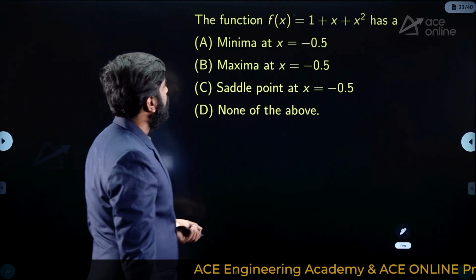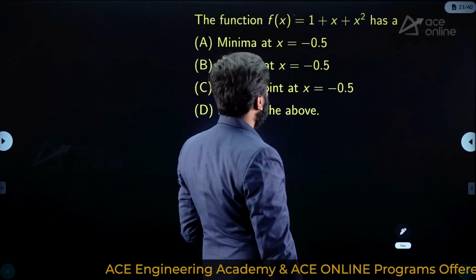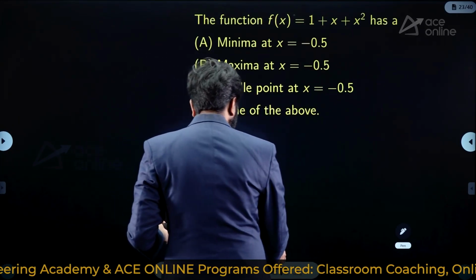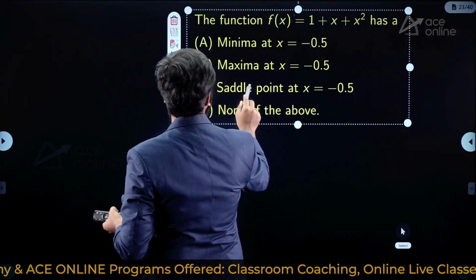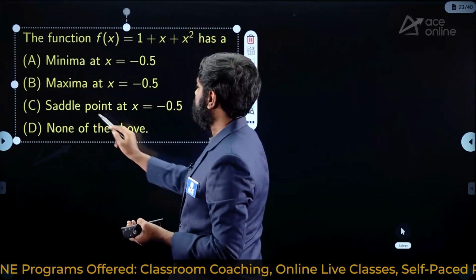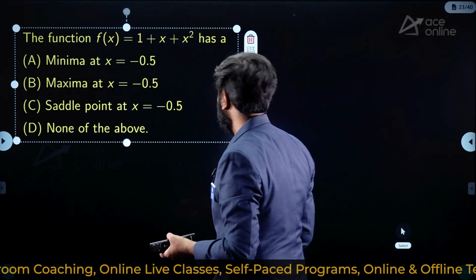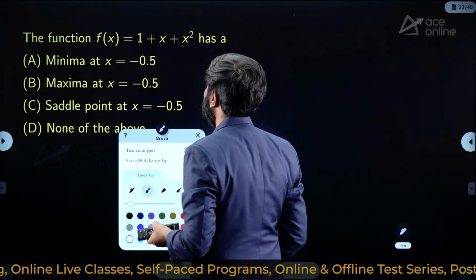The function f of x equal to 1 plus x square has dash, and various options are given. So what options are there? Minimum at so and so point, maximum at so and so point, no saddle point at minus 0.5, none of the above. So let us analyze this.